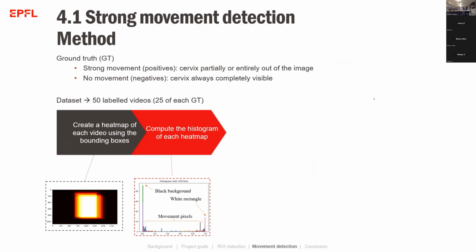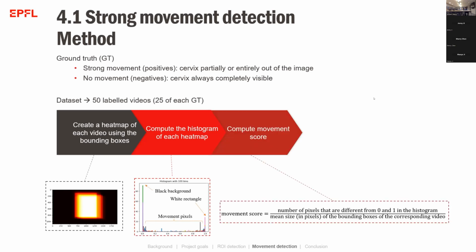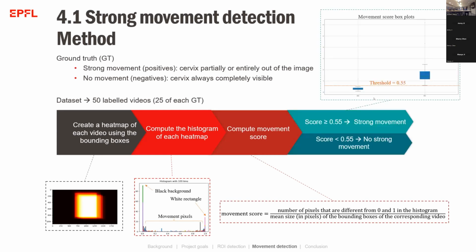Here you can see that we have two peaks. The black background represents the first peak, and then we have the other peak in here, which represents the white rectangle that is like the perfect overlap of all the bounding boxes. So the pixels in between in the histogram represent the movement pixels, and we wanted to quantify this. So we set this metric, this movement score, and then we tried to separate the two types of videos into two categories. We did the box plots, and we actually saw that using a 0.55 threshold, we could separate the two types of videos.